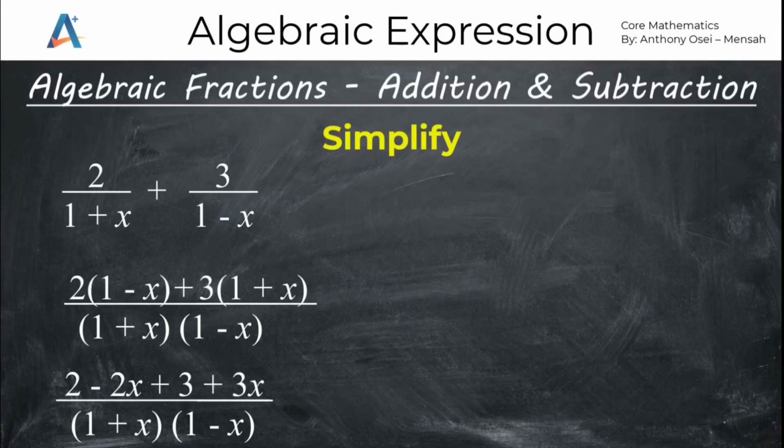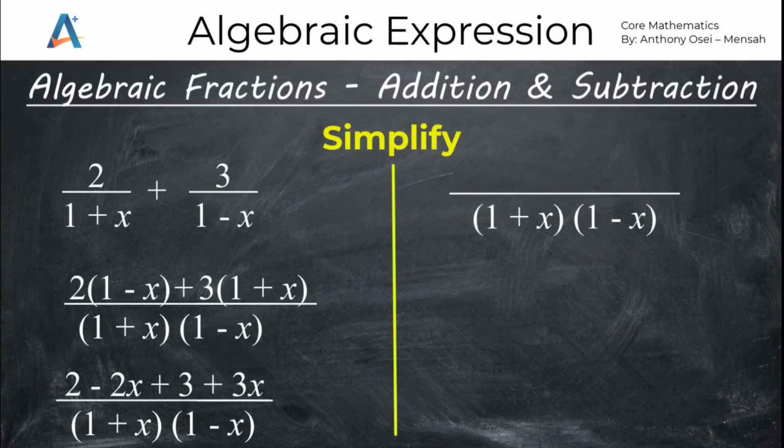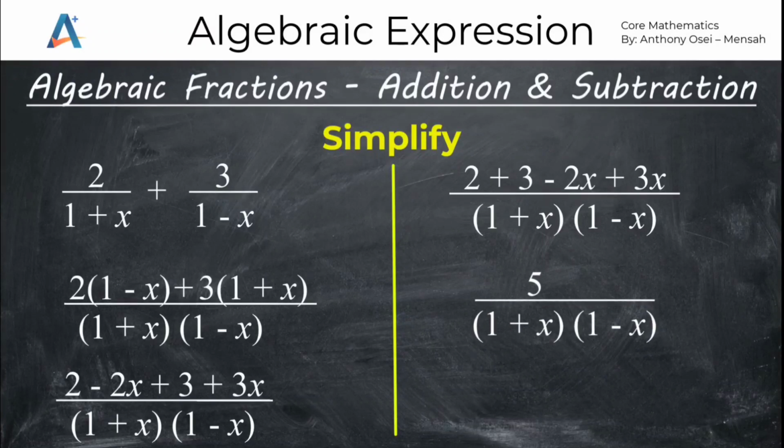find our like terms up here and group like terms. So we maintain our LCM, which is at the denominator level. Then we group like terms. We have 2 as a real number plus 3 also as a real number. We have minus 2x plus 3x. If we check, 2 plus 3 will give us 5. Then minus 2x plus 3x will give us plus x. Then the denominator will be 1 plus x, 1 minus x.